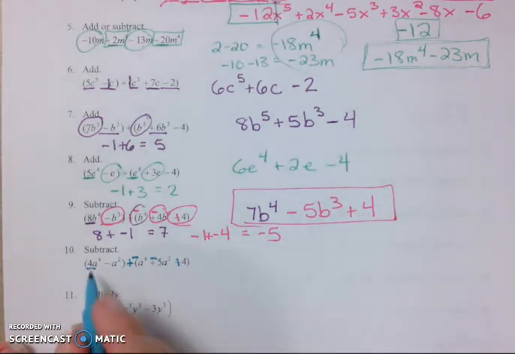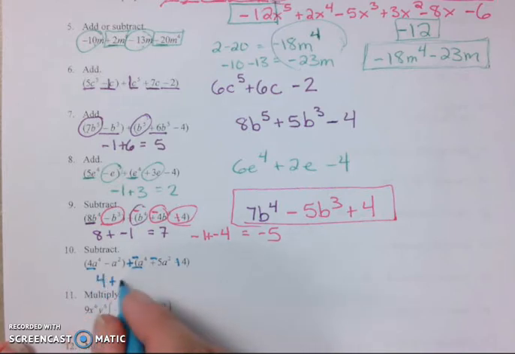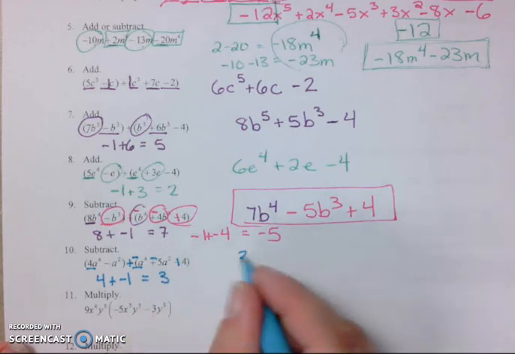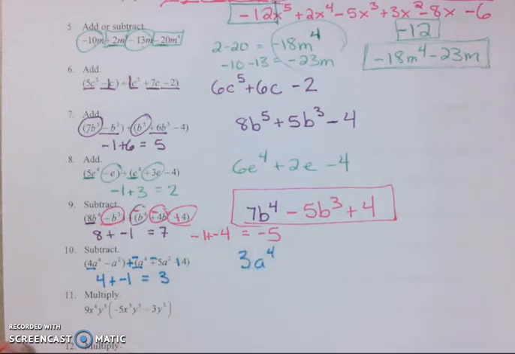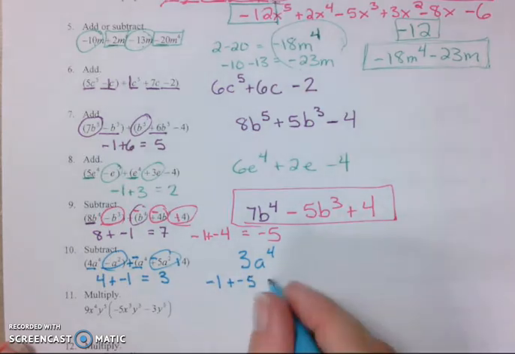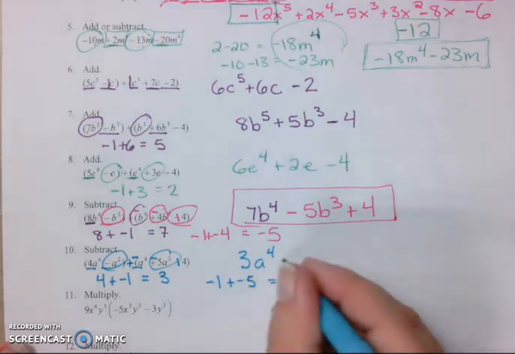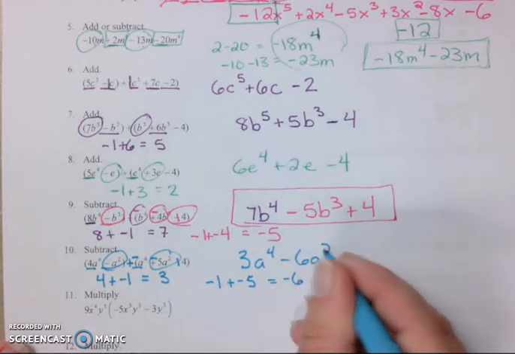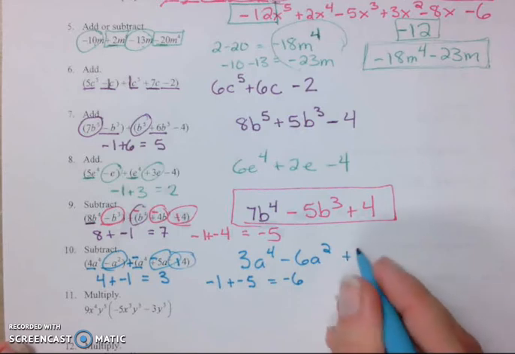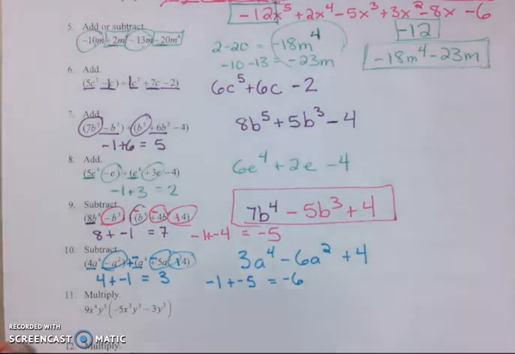Okay, 4a to the fourth plus negative 1 would be 3. So 3a to the fourth. Negative 1 plus negative 5 for our a squareds gives you negative 6. So minus 6a squared. And then there's this plus 4 at the end. So that's your addition and subtraction.